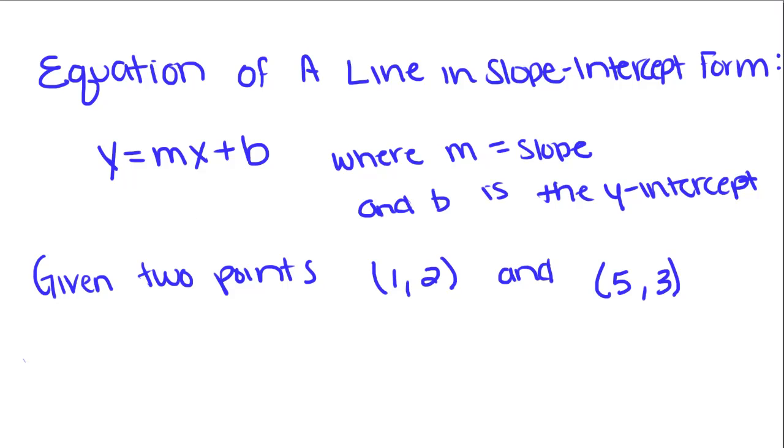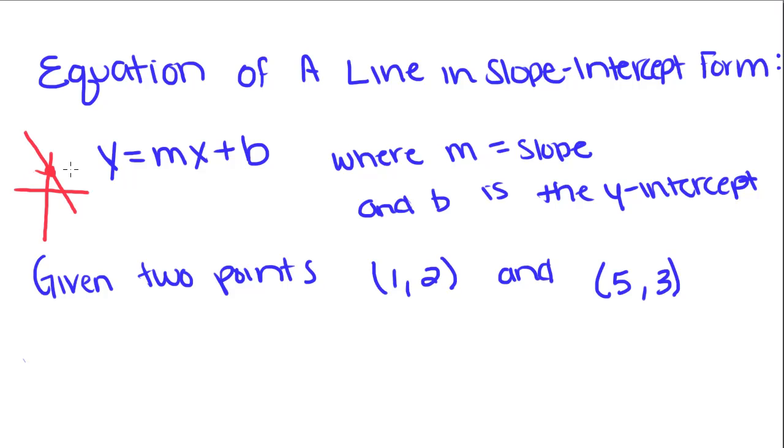So now that we've gone over slope, we're going to talk about the equation of a line and writing the equation of a line. First, we're going to talk about it in slope-intercept form. So this is what slope-intercept form looks like. It's y equals mx plus b, where m is the slope and b is the y-intercept of the line. And the y-intercept is the place on the graph where the line hits the y-axis.